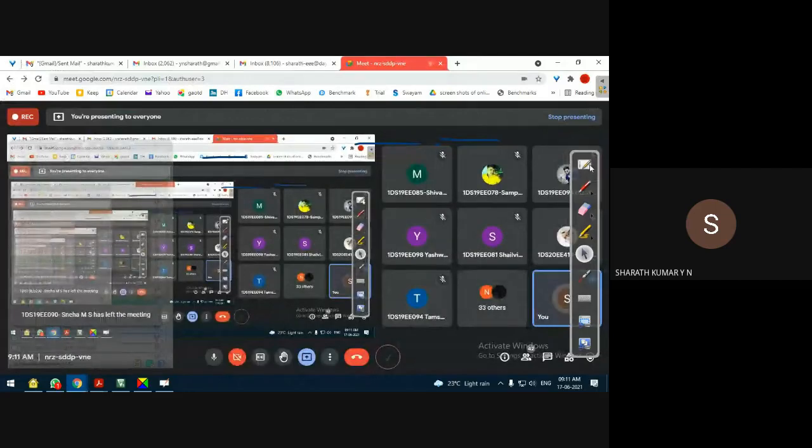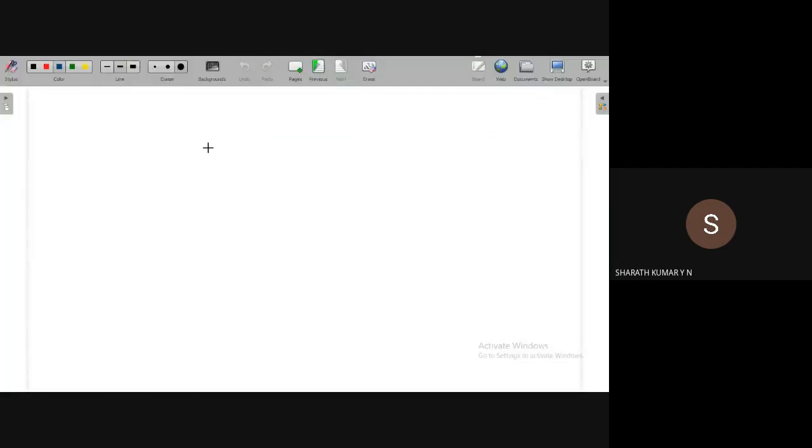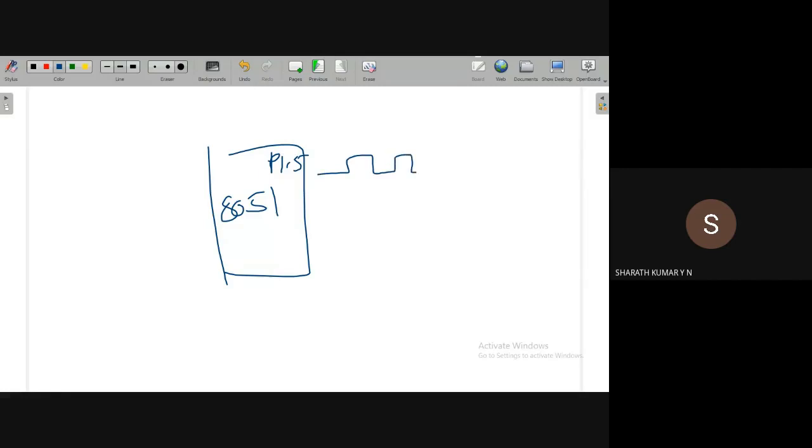Yeah, so we have a microcontroller 8051 on pin P1.5. We are generating a square wave. Okay, so what are the different methods of generating the square wave, guys?